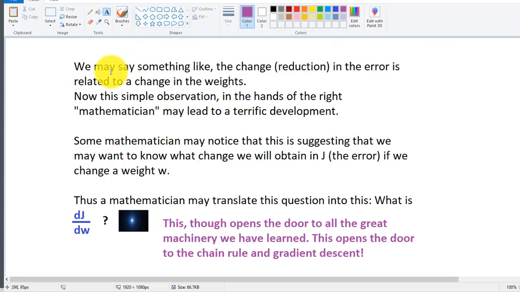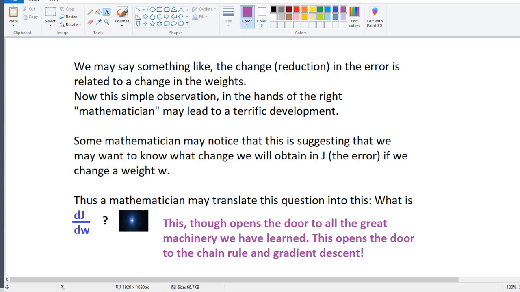So somebody said something like, well, the change, that is the reduction in the error, is related to a change in the weights. Well, that's obviously true, that the error is definitely related to the weights, and the change in the error, the reduction in the error, should be related in some way to the weights. Now that seems true, but it doesn't seem like something you would necessarily focus on.